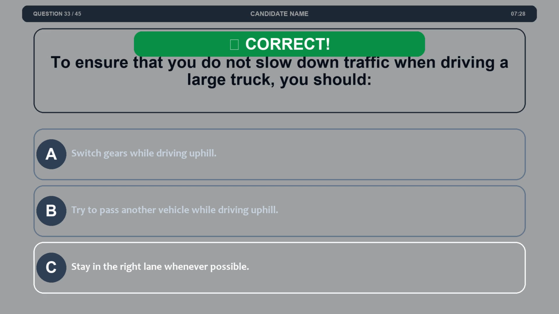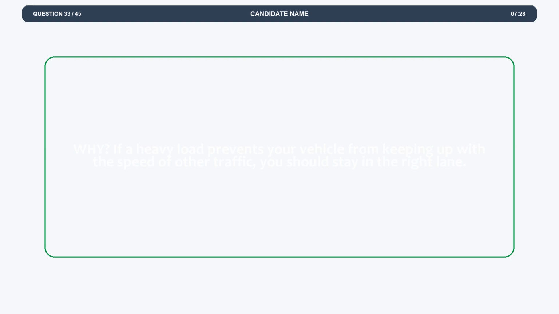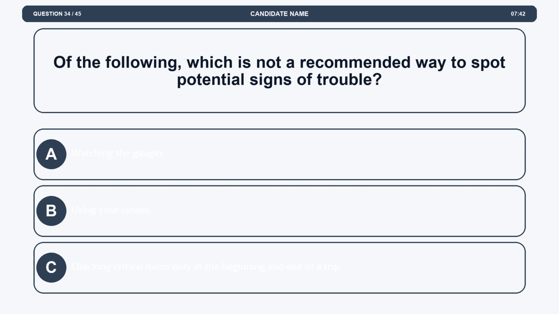The correct answer is option C. Stay in the right lane whenever possible. Explanation. If a heavy load prevents your vehicle from keeping up with the speed of other traffic, you should stay in the right lane.